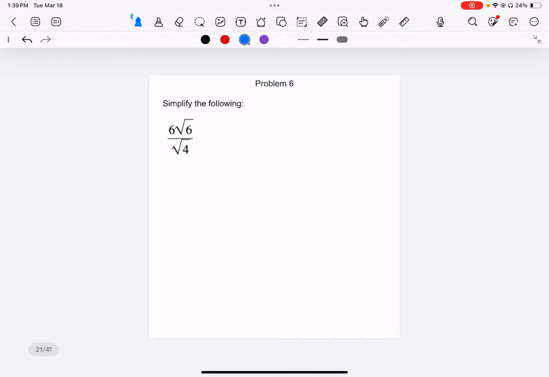And the last problem, 6 radical 6 over radical 4. I cannot have this radical in the denominator, but instead of multiplying, I realize radical 4 is just 2. So if I take the radical, I can get rid of that in the denominator. And then radical 6, I cannot simplify, so I'm left with 6 radical 6. But now I'm still going to simplify this fraction. So 6 over 2 is 3. So I'm just left with 3 radical 6.